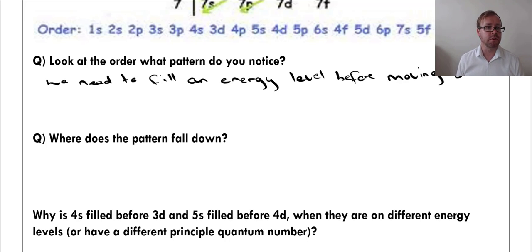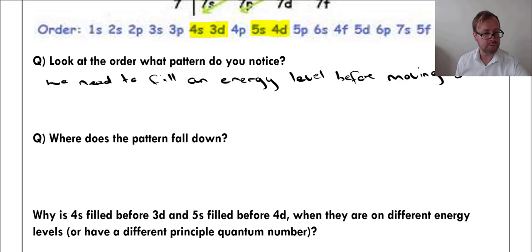Okay, so I'm sure you've spotted it. So here in our order, we are filling 4s before 3d, and we are also filling 5s before 4d, and we'll stop there. So you've noticed, I'm sure you've noticed, that we are filling a higher energy level with the 4s before we complete the 3d. So let's write that down.